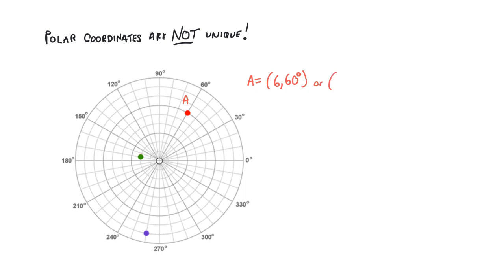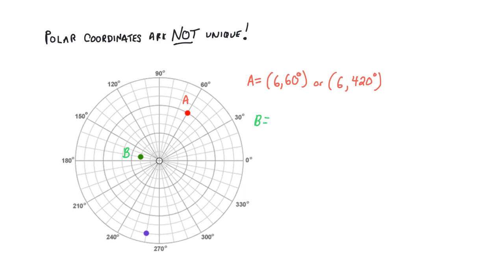However, you could also be a little strange and instead describe it as 6 comma 420 degrees, since an angle of 420 degrees would wrap all the way around the x-axis, 360 degrees plus a little extra.